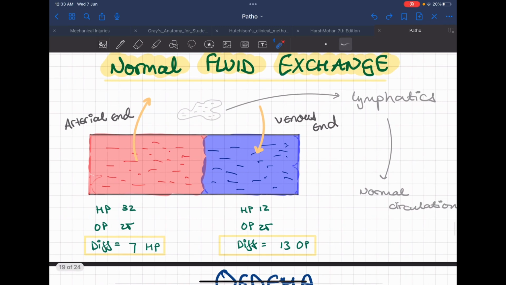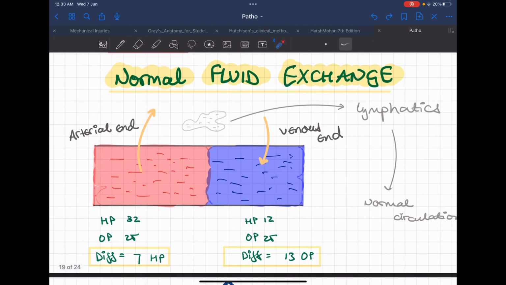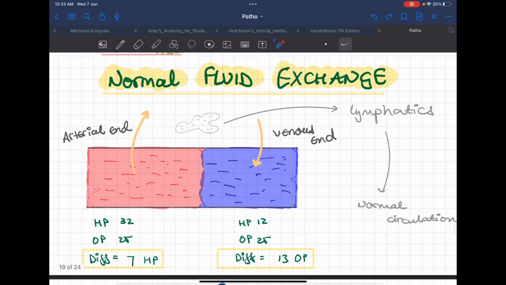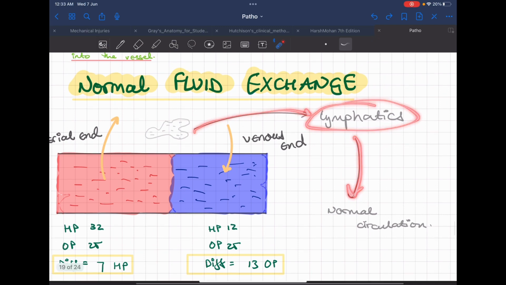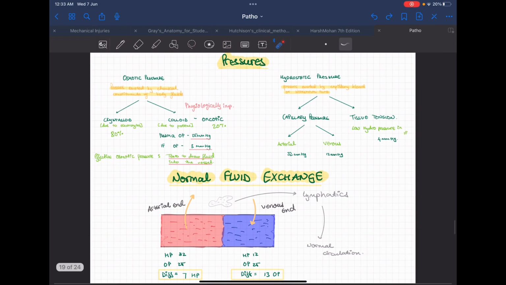And on the venous end, the hydrostatic pressure is 12 mmHg and the osmotic pressure is 25 mmHg. So the difference is 13 mmHg of oncotic pressure. And oncotic pressure, as we know, tends to bring fluid into the capillary. Therefore, the fluid is drawn back into the capillaries at the venous end. In this whole process of circulation, there is some fluid that is left in the interstitial space. This fluid from the interstitial space gets transferred via lymphatics and enters the normal circulation. So this was the basics of the different pressures and normal fluid exchange.